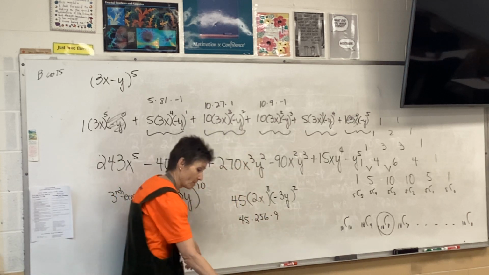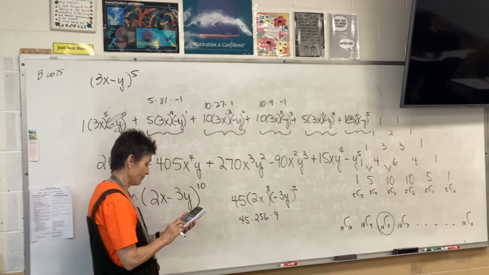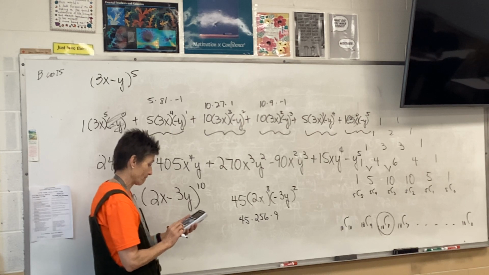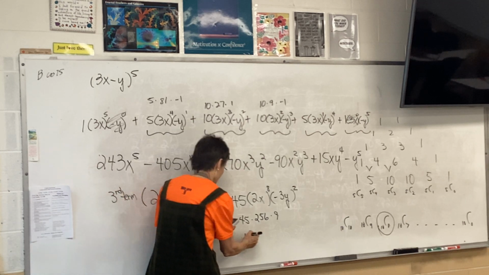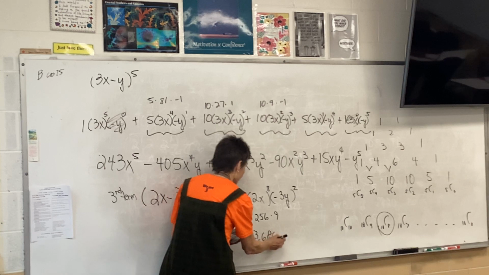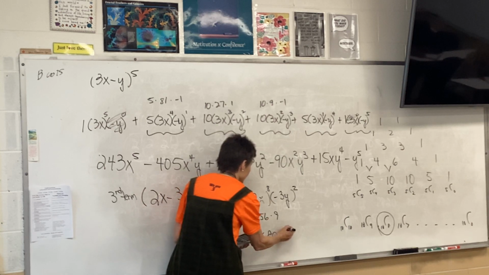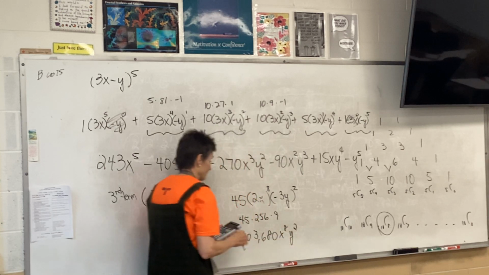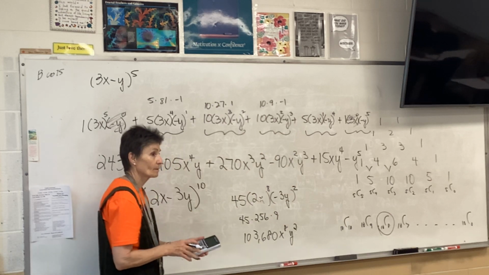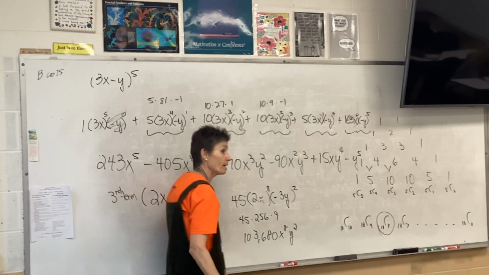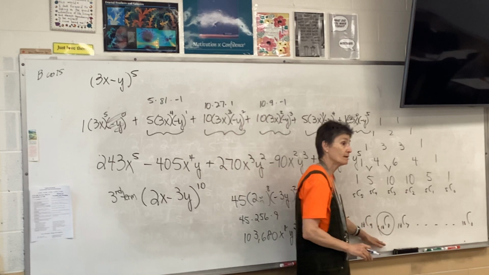So the number, all that multiplied, is 103,680 x to the 8 y squared. Where did we get the 8? Let's see it again. We counted our exponents down, 10, 9, 8.